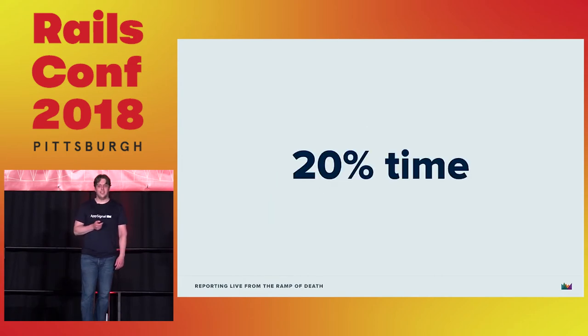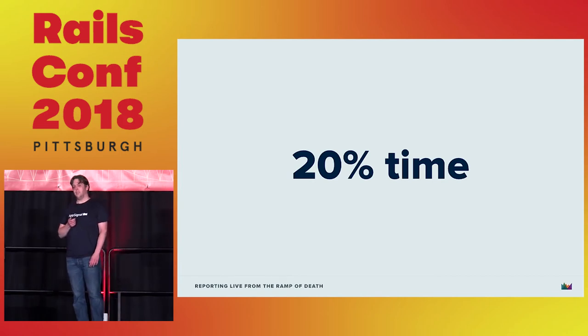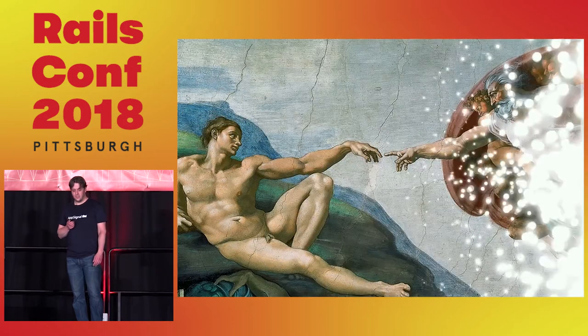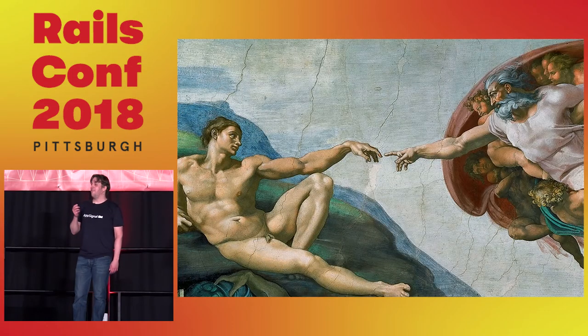So what happened then is that to keep our people happy, we introduced 20% time. Even though these people were not working on the most amazing projects all the time, at least on Fridays they could work on stuff they found interesting. And then something happened. We had this idea for a product. And this is pretty interesting.